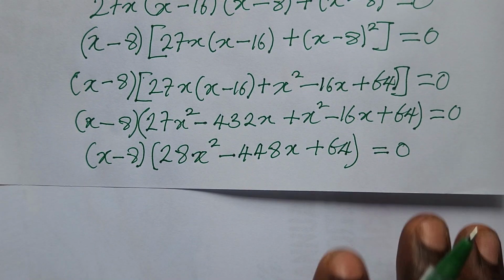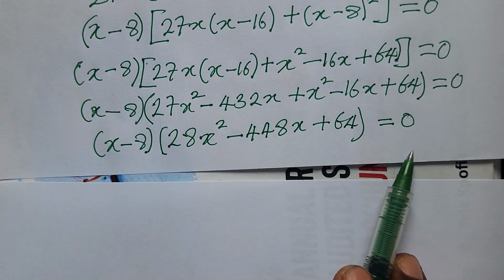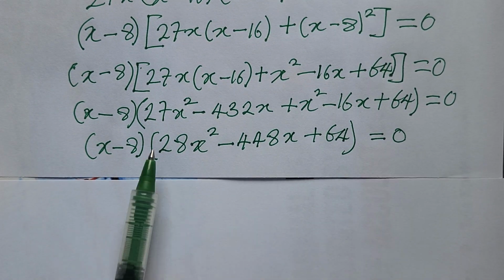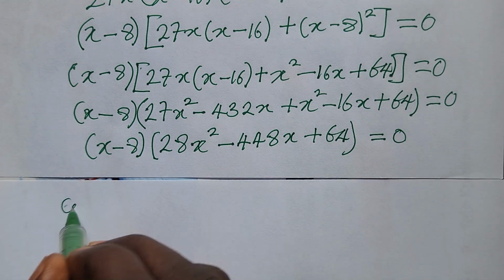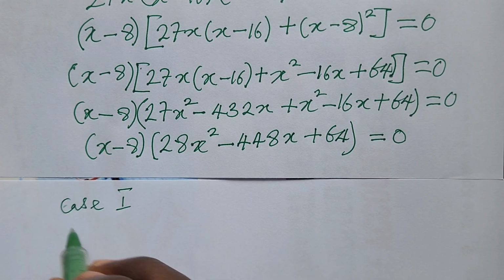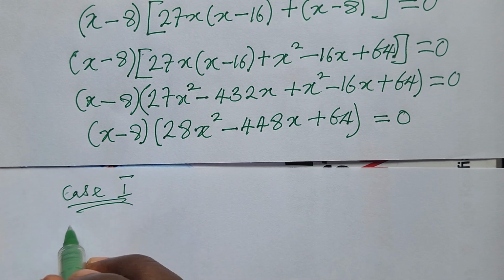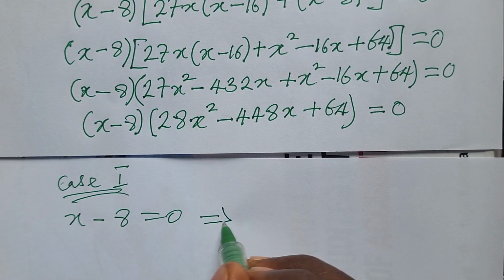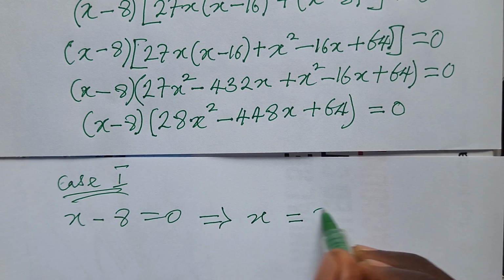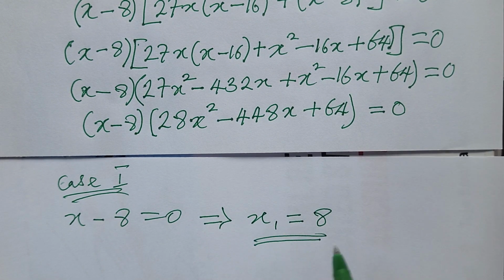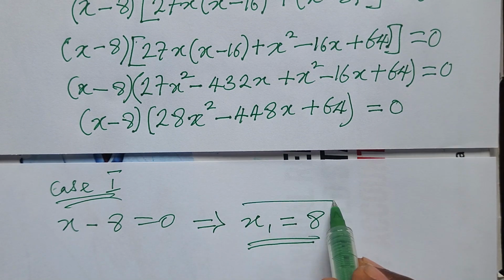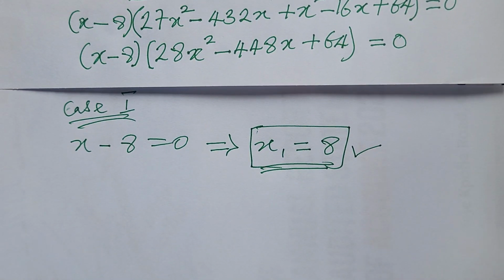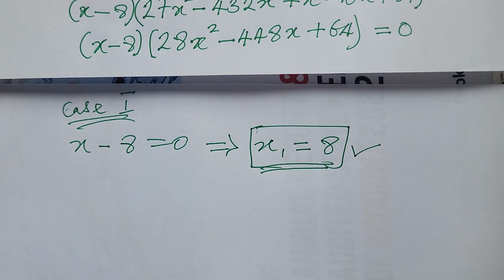So from here, you discover we have two cases, from our zero product rule. Here we have this equal to 0 and this equal to 0. So we're going to take our case 1. Case 1 is just x minus 8 equal to 0, which implies that x is equal to 8. This is our x1. So here we have x1 to be a positive 8. We'll go ahead to solve for our x2 and x3 from here.